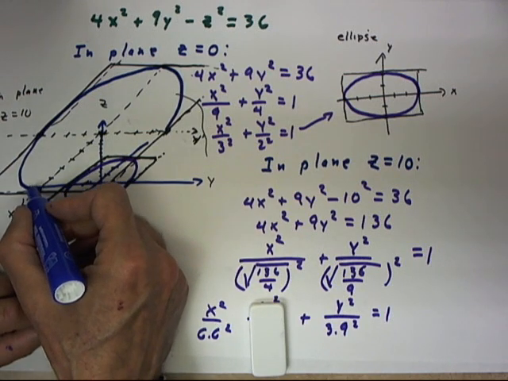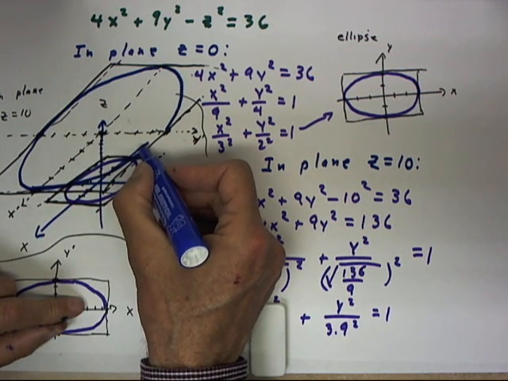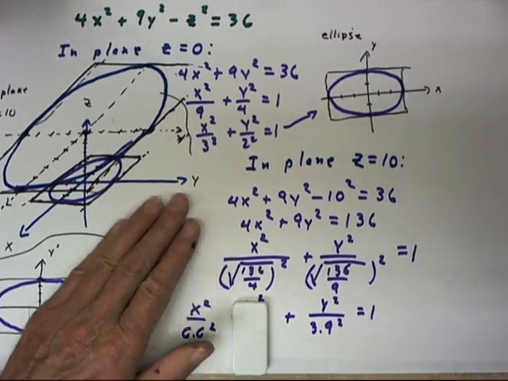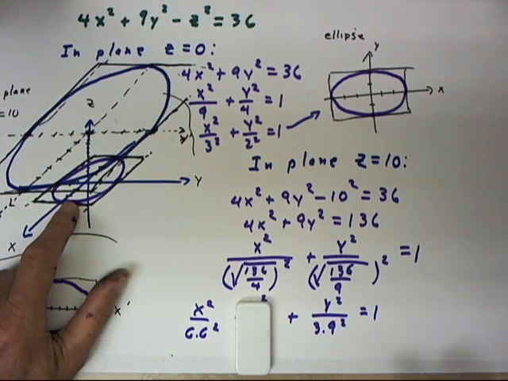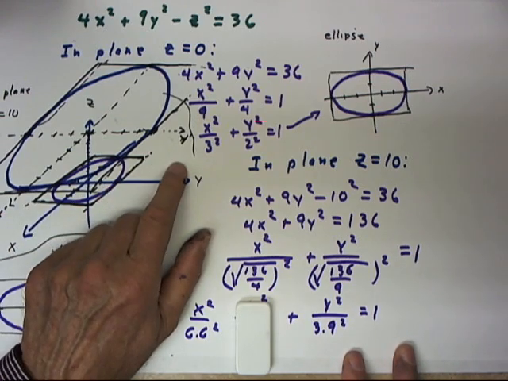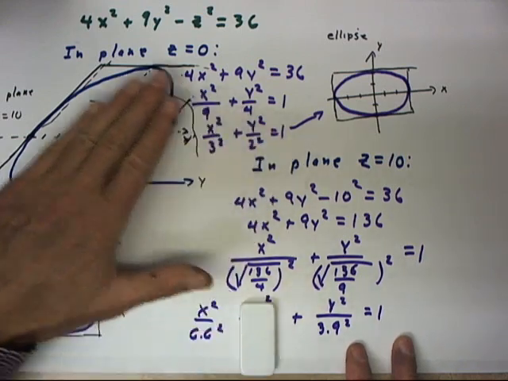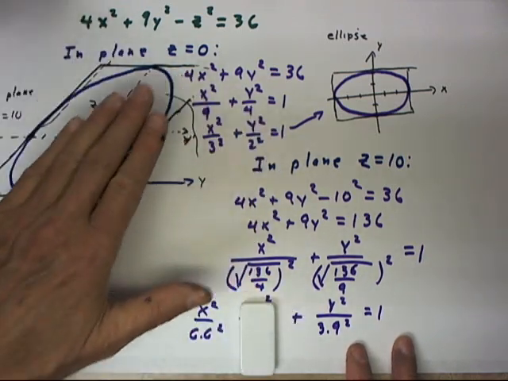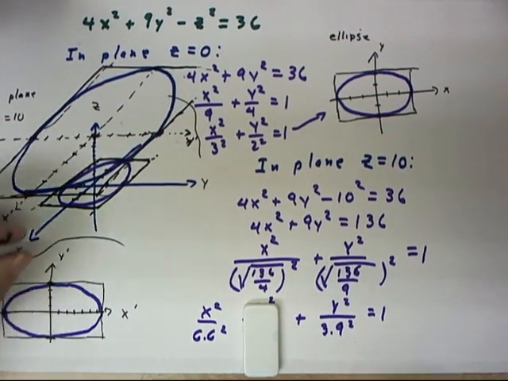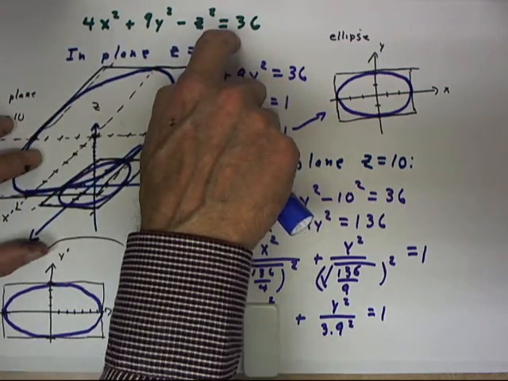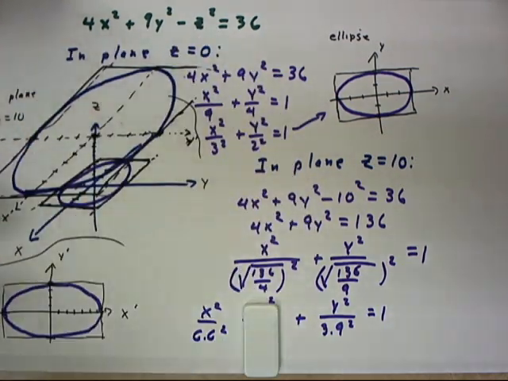In any case, here's our ellipse. So what we see is in the xy plane we have an ellipse of this size. In the x prime y prime plane we have an ellipse with a scale about 1.5 times as big, and that plane lies 10 units above the xy plane. And these two ellipses are typical cross sections of this surface in 3-dimensional space.